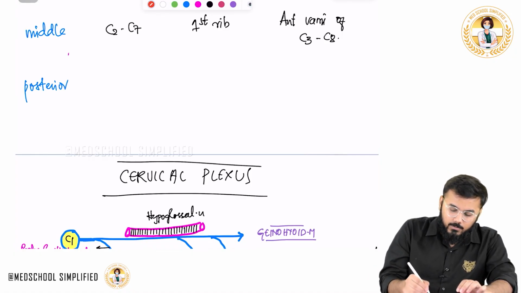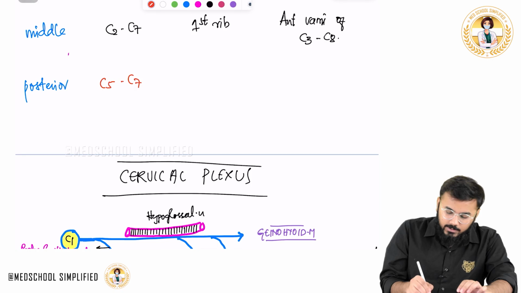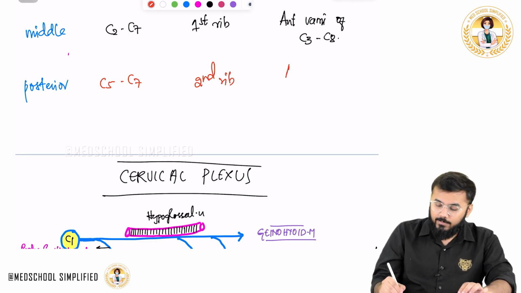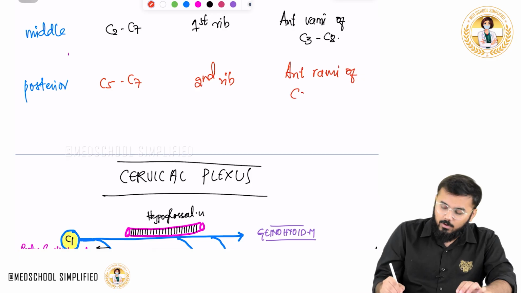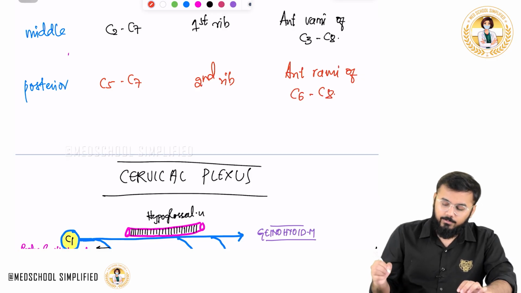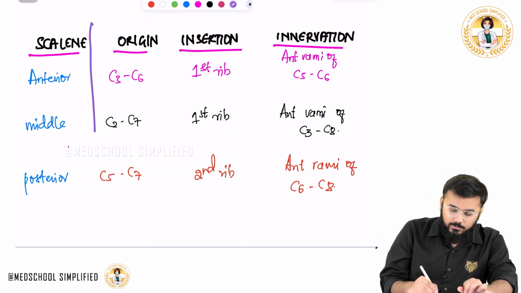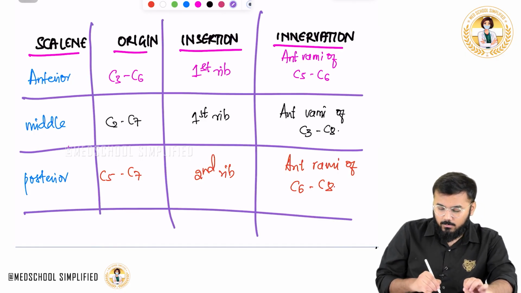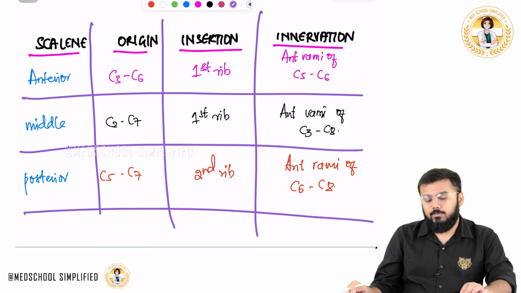Next, the posterior scalene. Where is its origin? From C5 to C7. Where is it inserting? This time it is inserting to the second rib. And the innervation is the anterior rami of C6 to C8. Now if you just remember this particular table, that would be more than enough. This is one of the very important things.